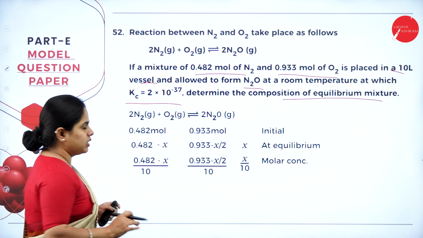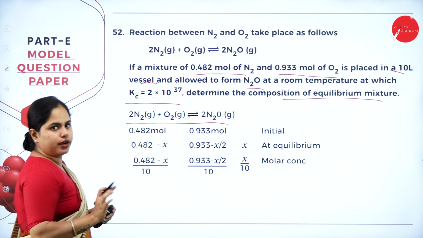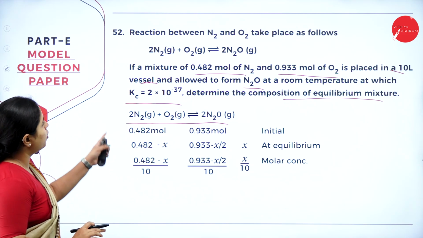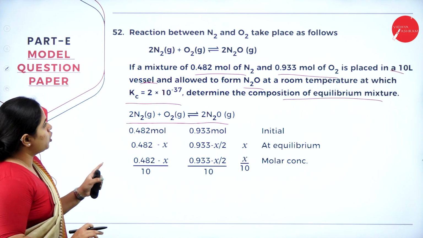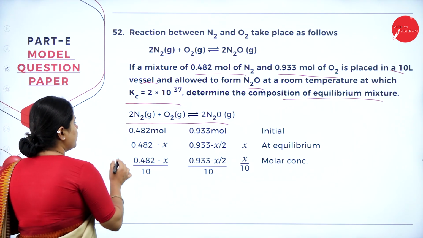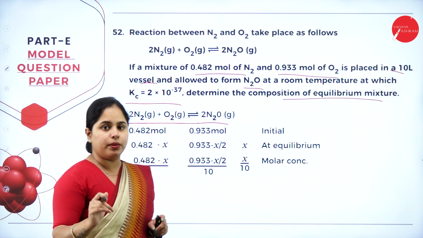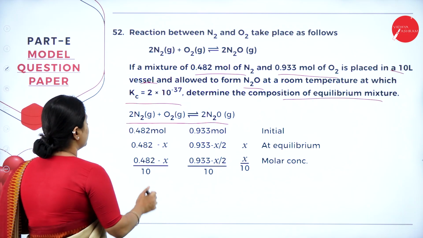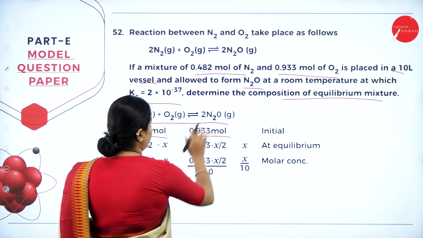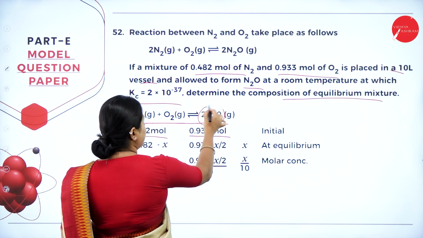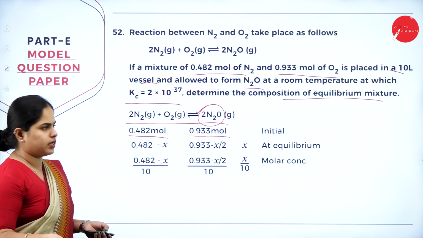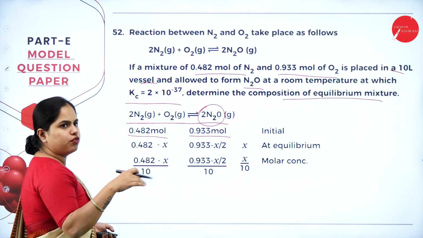So how do we start this? The equation is already given to you. What is the balanced chemical equation? 2N2 plus O2 gives 2N2O. And the number of moles of each is given: a mixture of 0.482 mole of nitrogen and 0.933 mole of oxygen. So initially, that is before it attained equilibrium, the number of moles is 0.482 moles of nitrogen and 0.933 mole of oxygen. Is there any N2O formed initially? No, right? Initially only reactants will be present, products won't be present. For N2O, we don't know.